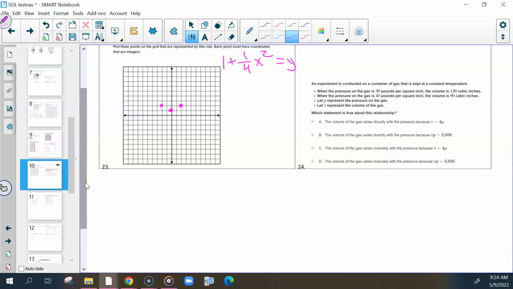As you look at the answers, it's talking about varies directly, varies inversely. So we're trying to figure out which is which. If we look at the numbers given, as the pressure of the gas goes up from 30 to 40, is the volume going up or going down? Down. So is this going to be inverse or direct? Inverse, because one is going up and one is going down. So anything that says directly, we can get rid of.